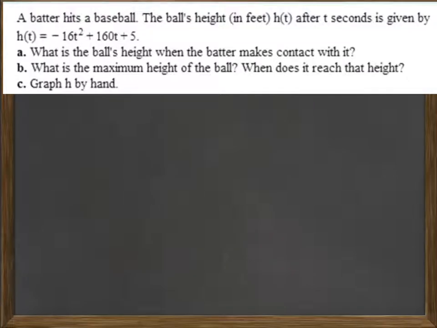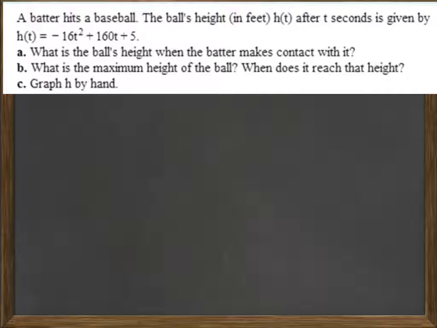A batter hits a baseball. The ball's height in feet, h(t), after t seconds is given by the function h(t) = -16t² + 160t + 5. Part A is asking what is the ball's height when the batter makes contact with it.